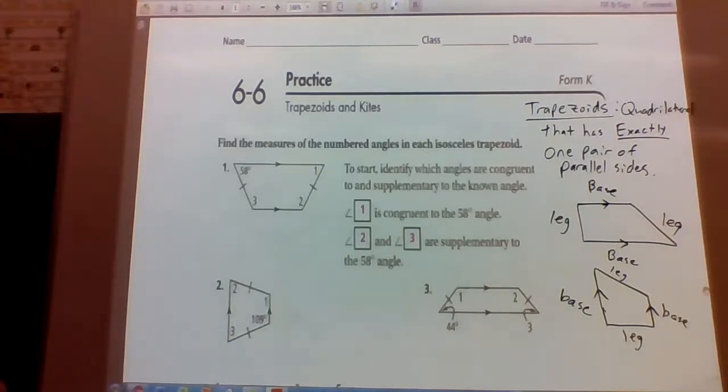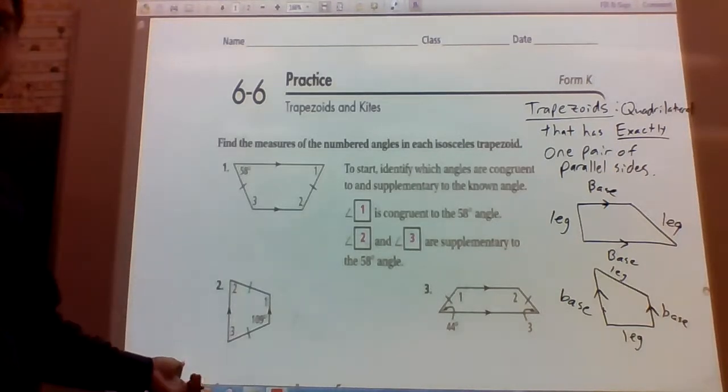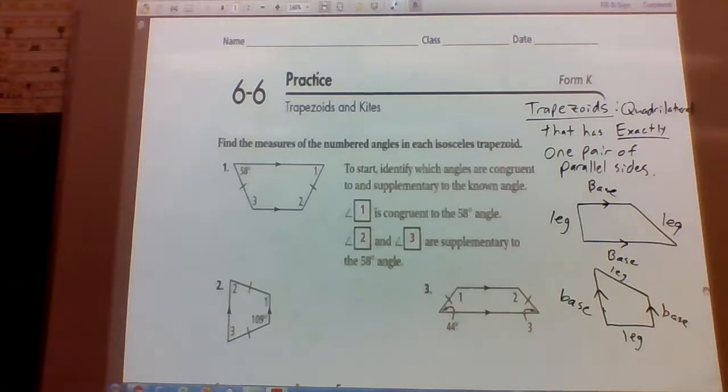This is Trapezoids and Kites, practice 6-6. We're only doing in this video the first page, which is trapezoids. So we did the trapezoids on Friday, December 14th. And we're going to do the kites portion, the second half, on Monday, which would be December 17th.